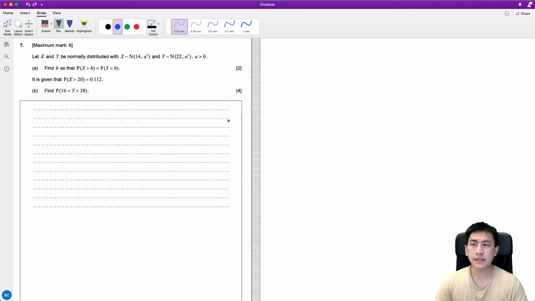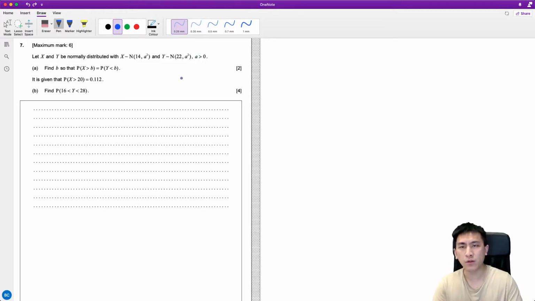All right, question 7. Let x and y be normally distributed with the following distribution, right? Now we know we are dealing with normal distribution. So first things first, a little bit of recap. For normal distribution, they all look like a bell-shaped curve, right? Something like this. And what determines the shape is this a here, the standard deviation, which determines how wide the curve is. The bigger a is, the wider the curve, all right? That is determined by the standard deviation, which is a here.